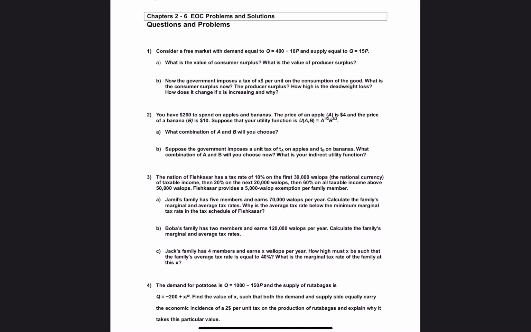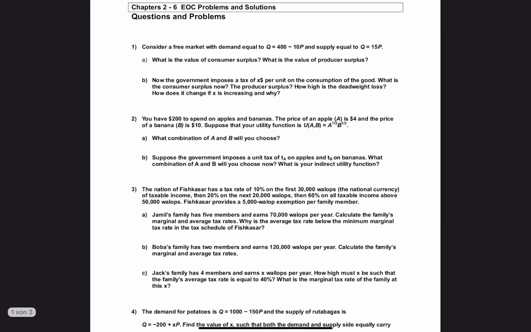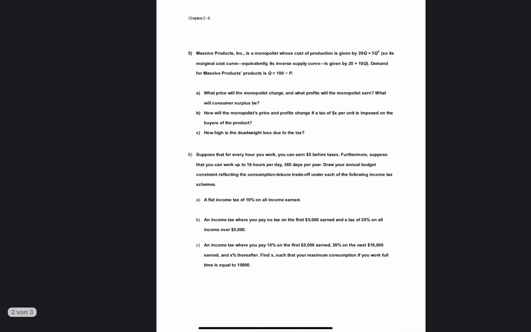Okay, so let us start with exercise number 1. Consider a free market with demand equal to Q equals 400 minus 10p and supply equal to 15 times p. So the first question is, what is the value of consumer surplus and what is the value of producer surplus? Good, so we have seen an exercise like this before.